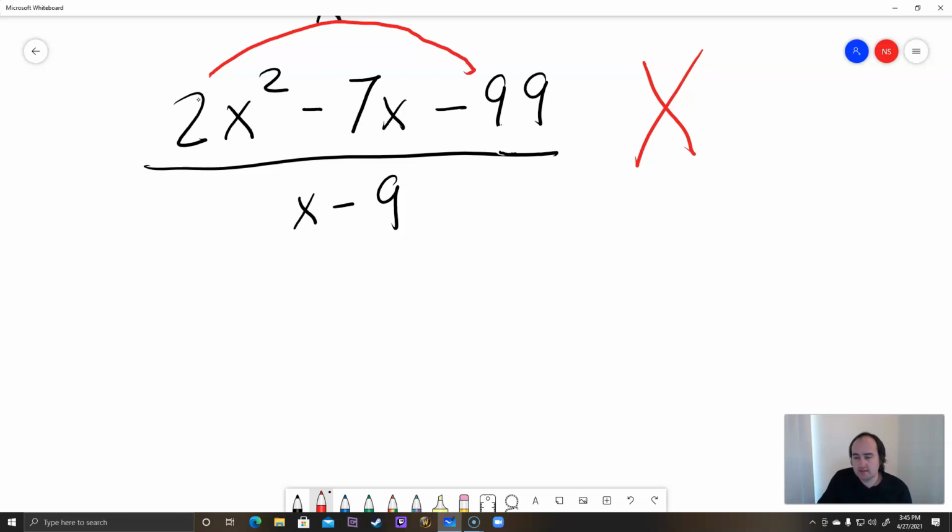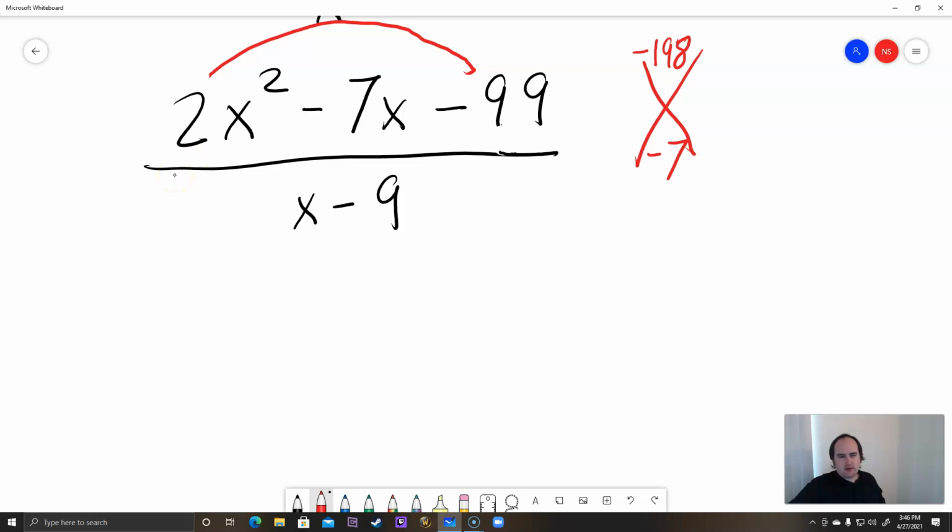So that's going to be 2 times negative 99, which is going to be negative 198, right? And then for the bottom, we have negative 7. And here, these numbers are pretty difficult to work with. So you might just try trial and error here.